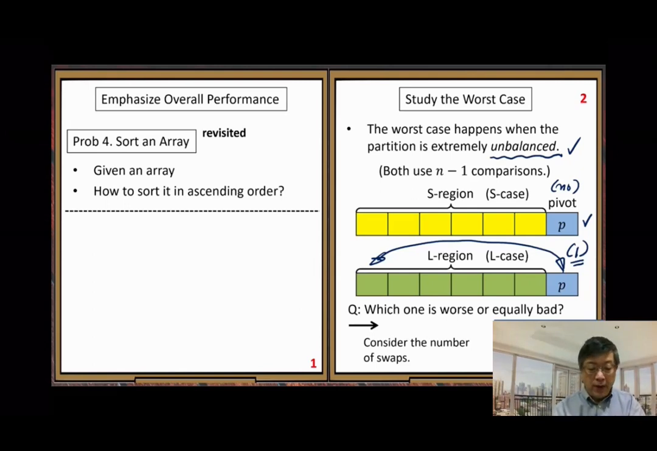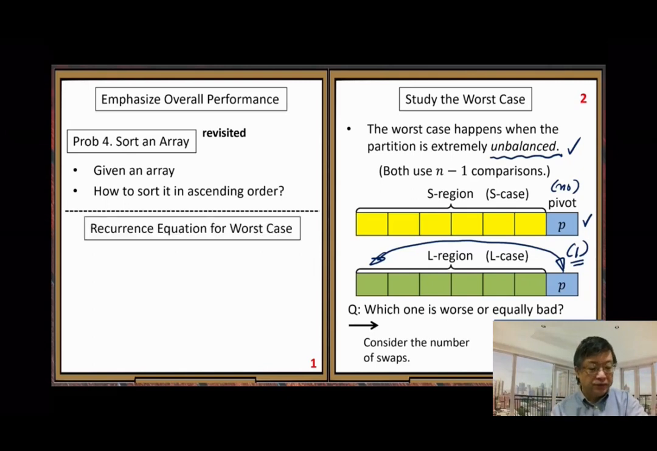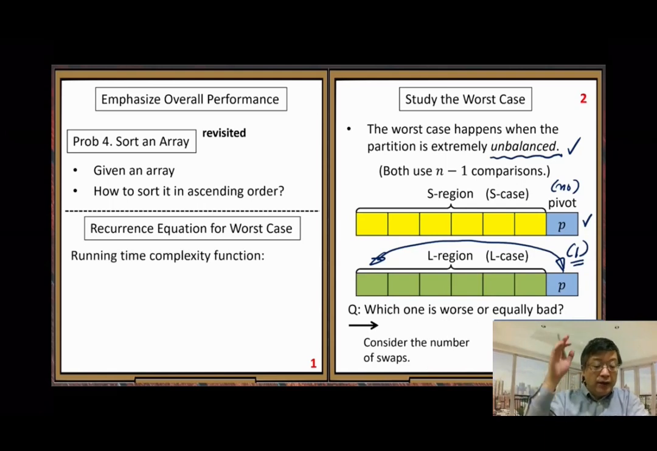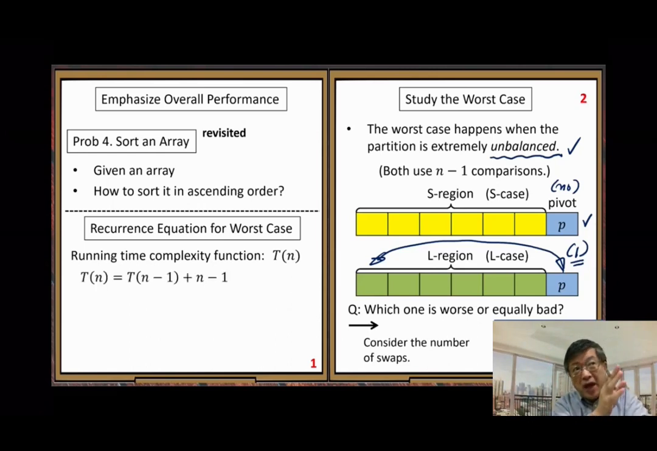All right? Okay. Next, let us do some simple analysis. So we start with the recurrence relation for the worst case. It's pretty easy from the diagram. We can see it quickly. The running time complexity function T of n can be written in this way. T of n, you can treat it as the number of comparisons. T of n, the number of comparisons for sorting the whole array.